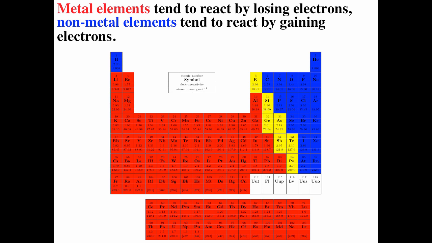This trend, as you go up and to the right, that the elements want the electrons more, is consistent with how we break up elements into metals and nonmetals. The red ones are the metal elements. They tend to react by losing electrons. They have smaller ionization energies. The blue are the nonmetals. They tend to react by gaining electrons. They have larger electron affinities.